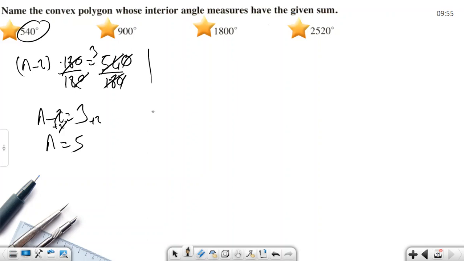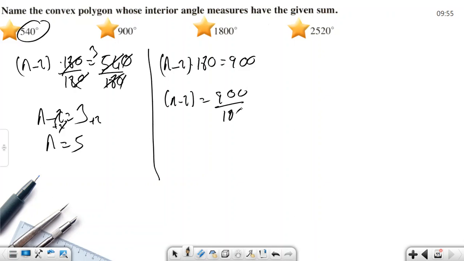You can use the same method. Let's solve one more example, 900. n minus 2 multiplied by 180 equals 900. Divide by 180 and simplify. Cancel the 0, cancel 9. This will be 10 over 2, which is 5. n minus 2 equals 5. n equals 7. So you can use the same method for the other 2 examples. Thanks for listening.